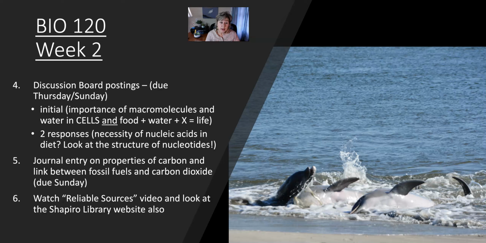And then you're going to write a journal entry. So a journal entry is basically an essay where you're answering questions, and you're going to have to make sure that you answer all the questions in the journal entry instructions, okay? You're going to talk about the properties of carbon. I've already mentioned the importance of those 4 bonds, and the link between fossil fuels and carbon dioxide. This is due on Sunday night by midnight.